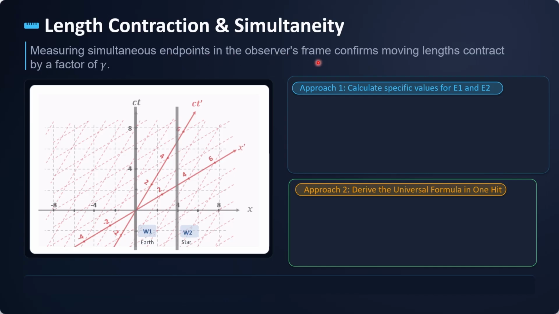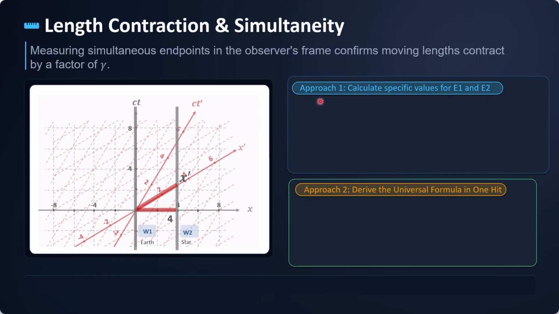In Earth frame S, measuring between Earth's world line and star's world line gives a distance of 4. On our graph, reading this from moving rocket frame S prime looks like roughly 3.2. Let's showcase its 3.2 with 100% mathematical precision. Look at approach 1 in the top right box.